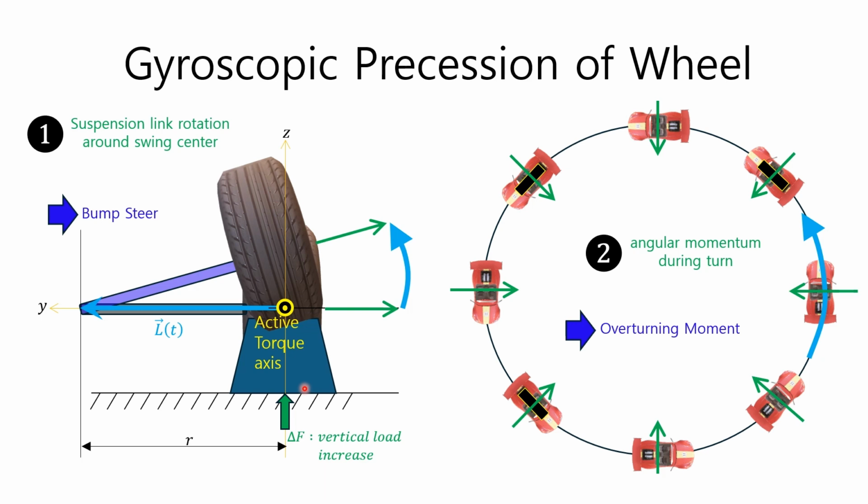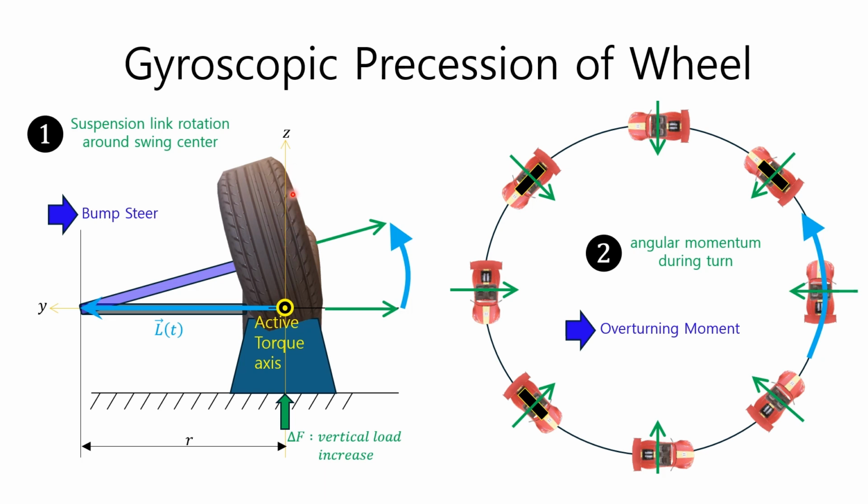This case of the wheel rotating about the x-axis can occur not only due to a bump, but also due to the roll motion of the body when the vehicle turns. When the angular momentum axis of the wheel rotates about the x-axis in this way, the precession movement of the wheel occurs around the z-axis. Therefore, it affects bump steer.